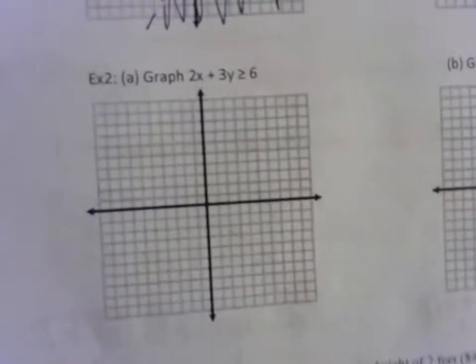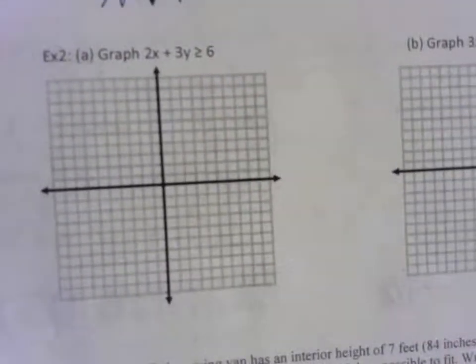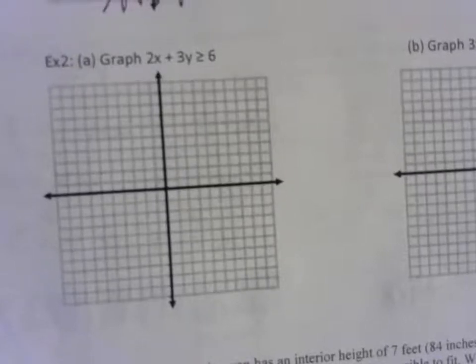Okay, let's look at example 2. I want to graph this inequality: 2x plus 3y is greater than or equal to 6. If I look at this, what form is this in? We have slope-intercept form, standard form, point-slope form. Standard form. X and y are on the same side and the constants on the other side. This is in standard form, so now it's going to be a little trickier to graph this.